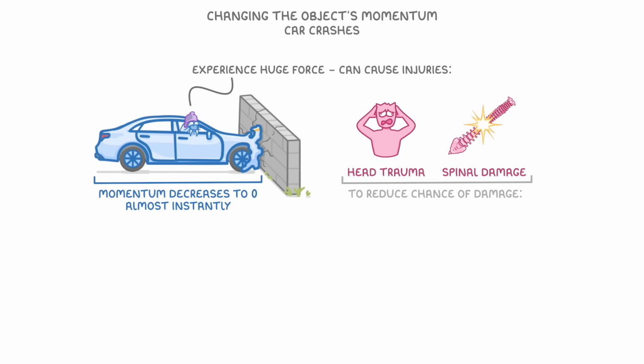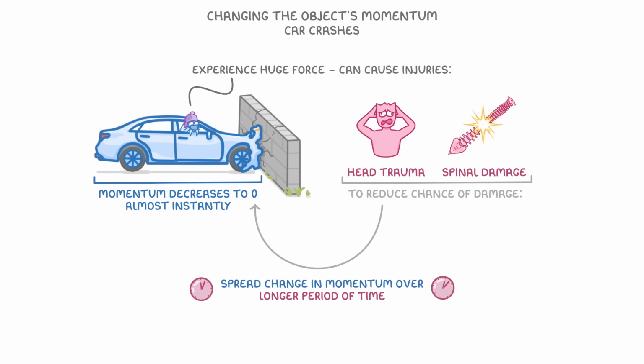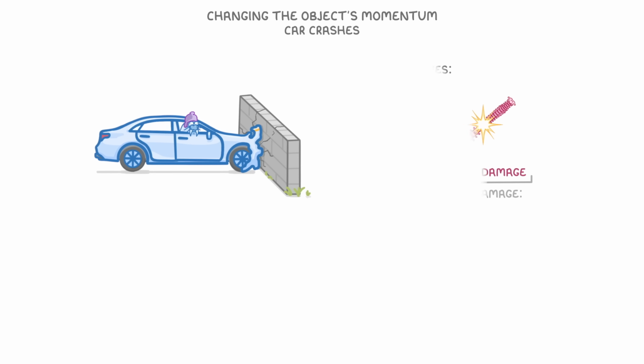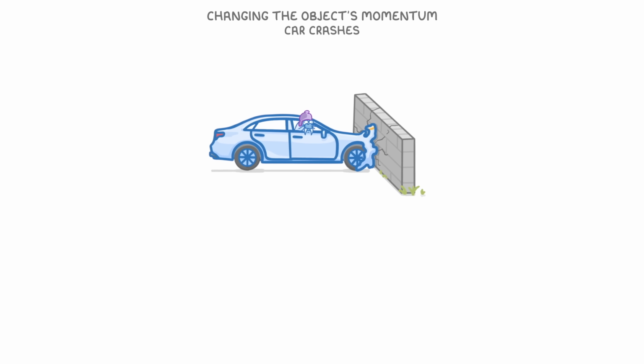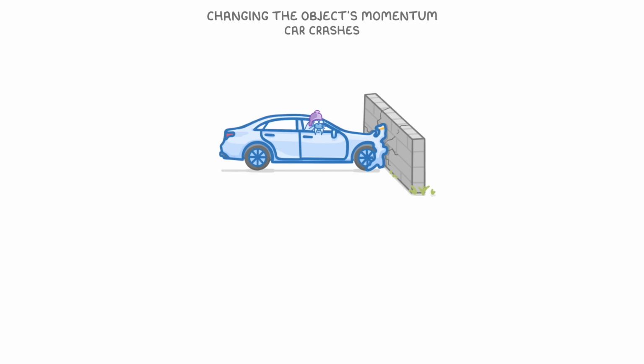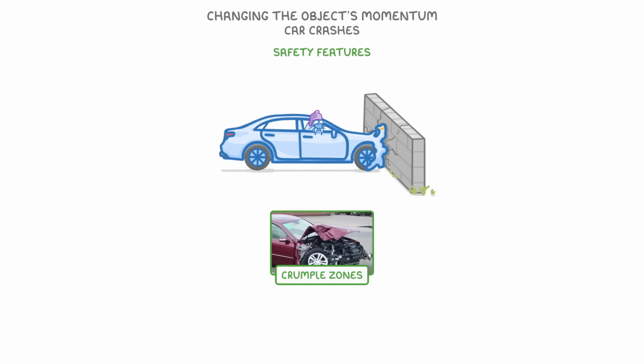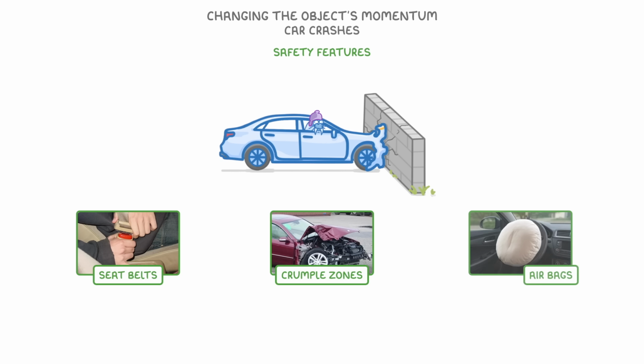To reduce the chance of damage, we need to try and spread this change in momentum over a longer period of time, because this will reduce the force that they experience, and so they're less likely to get injured. In order to help them achieve this, cars have to, by law, be built with a bunch of different safety features, like crumple zones, seat belts, and airbags.